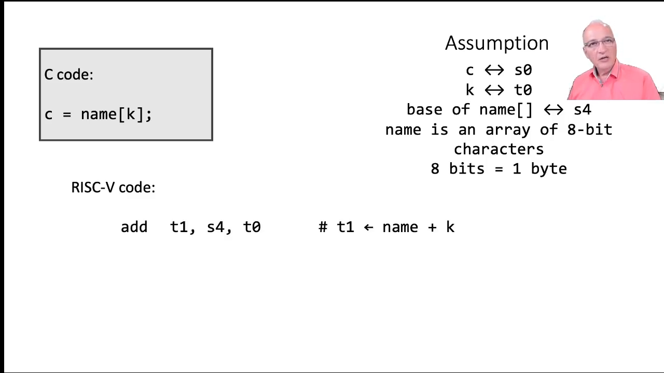So the difference now is that because each element of the array name is a single byte, the distance between two consecutive elements of the array name is 1. Therefore, if I want to find the position K of the array name, all I have to do is add the value of K to name to obtain the address. There is no need to multiply K by 4, because I don't have the same phenomenon as before, where each element of the integer array had 4 bytes.